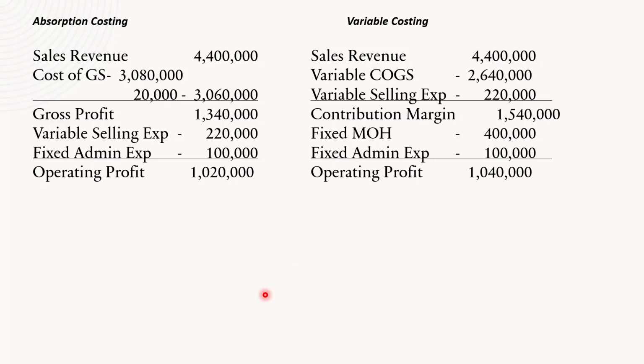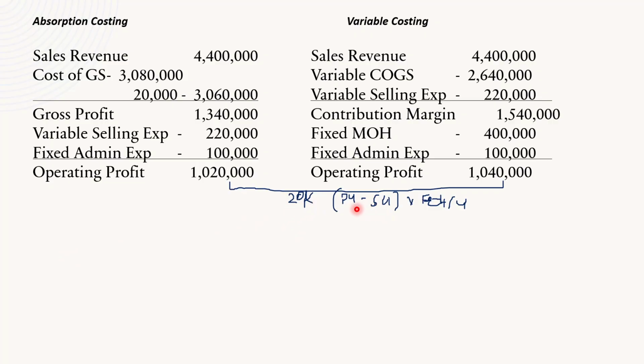Okay? If you would notice, the difference between absorption costing income and variable costing income is 20,000. Wala tong kinalaman sa volume variance, ha? Nagkataon lang na 20,000 din yung volume variance. To arrive at 20,000, you should do production units minus sales units times the FOH rate, no? Times the FOH per unit. So, doon galing yung 20,000.